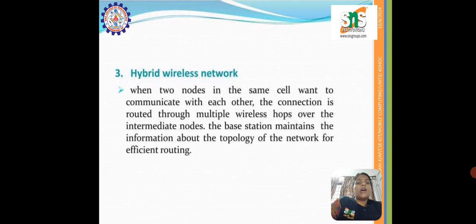Last is the hybrid wireless network, where two nodes in the same cell want to communicate with each other. The connection is routed through multiple wireless hops over intermediate nodes. The base station maintains the information about the topology of the network for efficient routing.